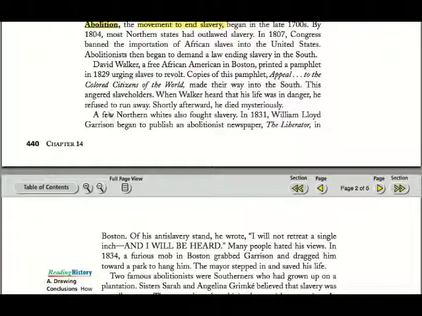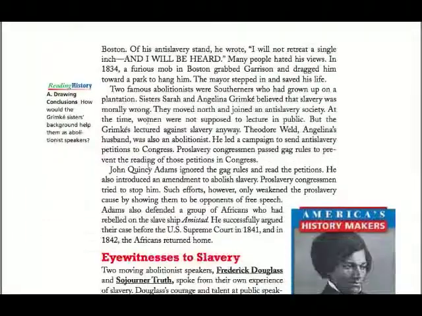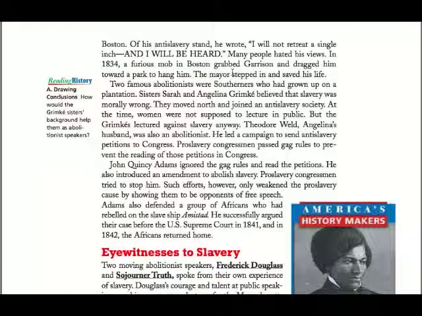A few Northern whites also fought slavery. In 1831, William Lloyd Garrison began to publish an abolitionist newspaper, The Liberator, in Boston. Of his anti-slavery stand, he wrote, "I will not retreat a single inch, and I will be heard." Many people hated his views. In 1834, a furious mob in Boston grabbed Garrison and dragged him towards a park to hang him. The mayor stepped in to save his life.